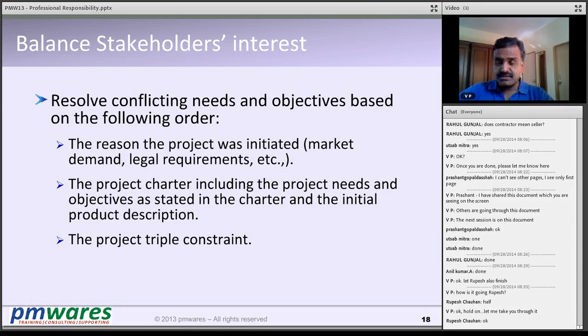From this reason we define objectives. So the second priority should be given to the objective of the project, and the third priority should be given to the triple constraint of the project, that is scope, time, cost and quality included in this. You might say those are still the triple constraint, but quality is also something we must maintain.